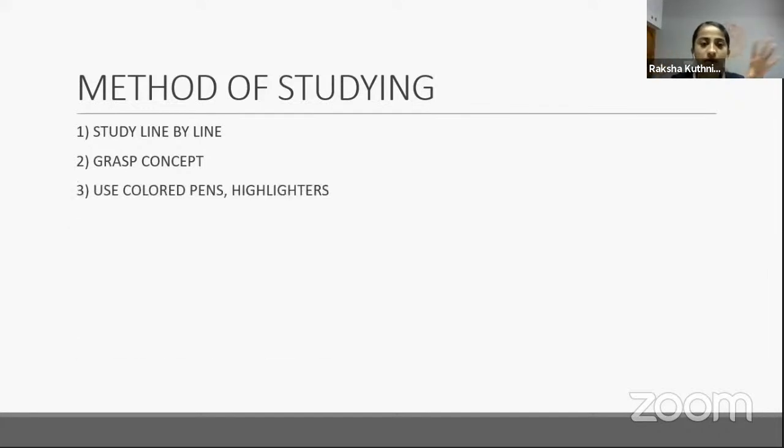Next, use colored pens and highlighters. Why I'm telling you is, if your textbook is clean and neat, it means you've not done any effort, trust me. If your textbook is clean and neat, it means you've not done any sort of effort. Please use colored pens. Next, see, first time you'll study. Next time when you open your textbook, you will feel like, oh, did I even study this? When did I study this? I don't seem to remember.